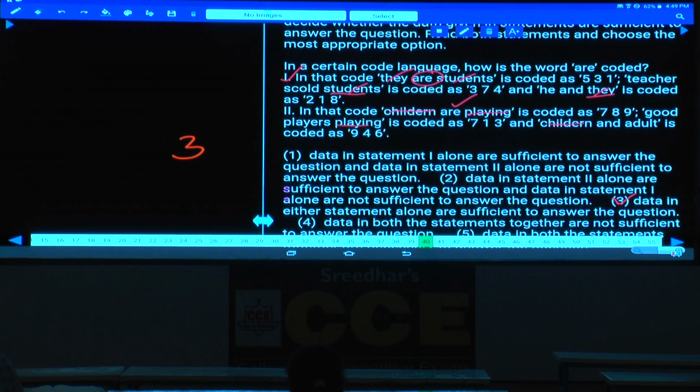Question number 40. Now in this data sufficiency, no need to find out what the answer is. We should always check whether the given information is sufficient to determine a unique answer or not. Then question numbers 41 to 45.